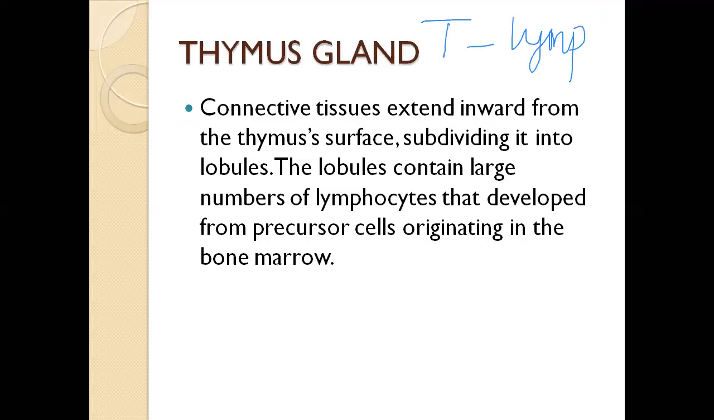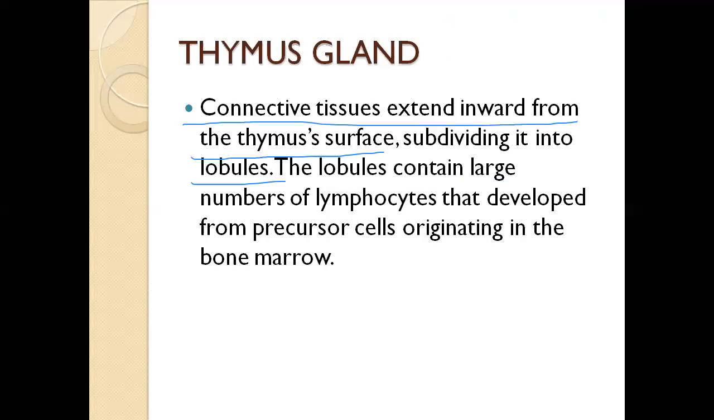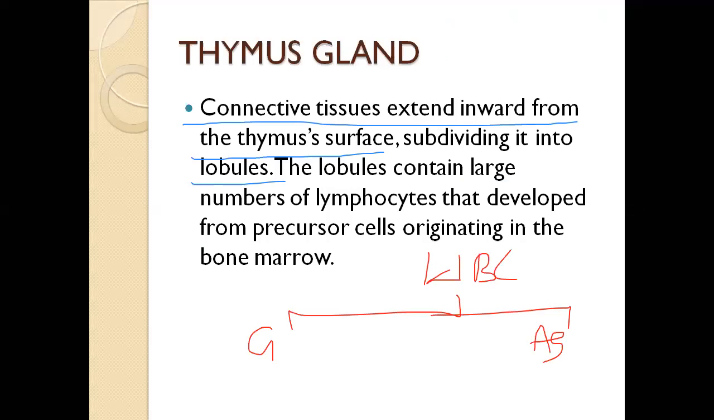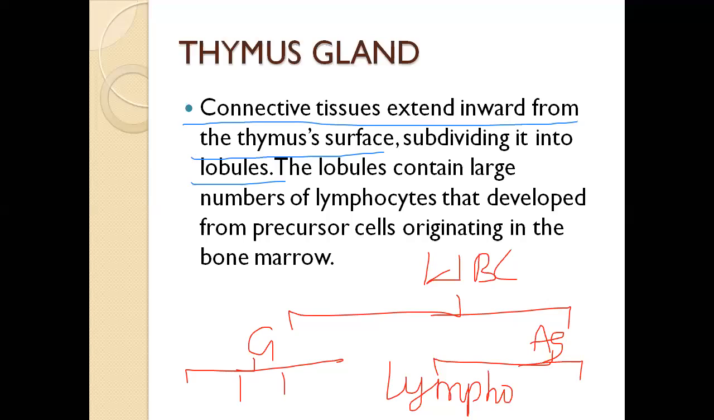If we start the story from the blood, we should say it like this. In WBC, there are two types of cells, granulocytes and agranulocytes. Granulocytes are acidophil, basophil, and neutrophil. Agranulocytes are of two types, lymphocytes and monocytes. Lymphocytes are of two types, T lymphocyte and B lymphocyte. We started the story from here.